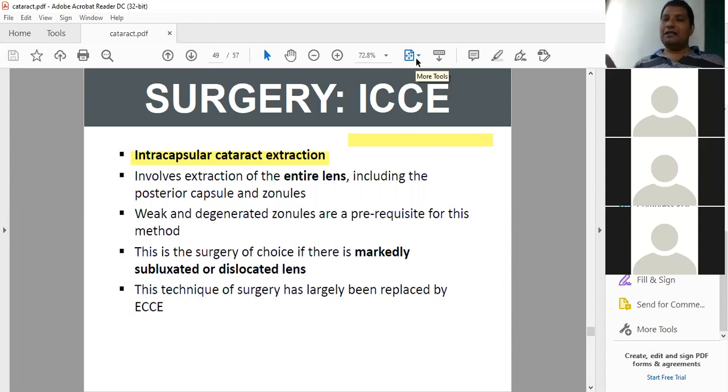Normally the power of the intraocular lens will be around 20 to 21 diopters. But if the patient is myopic, then he will require a less powered lens, whereas a hypermetropic patient will require a more powered lens, because our aim after surgery is that the patient should be emmetropic, meaning the patient should not need glasses.